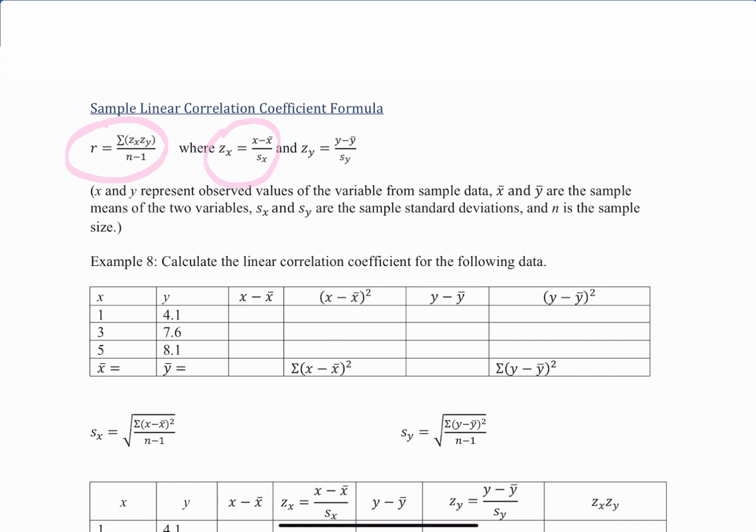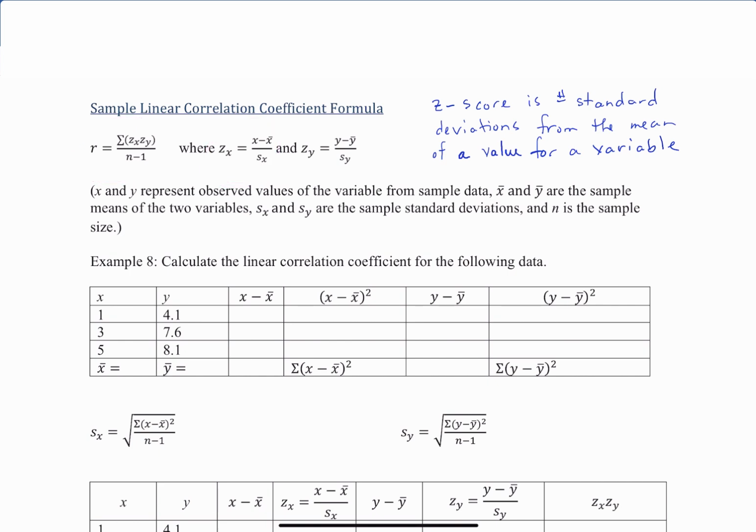So a z-score gives us the number of standard deviations from the mean of a value for a variable. And we talked about that and illustrated it pretty extensively back in chapter 1, so you might want to take a look back there.